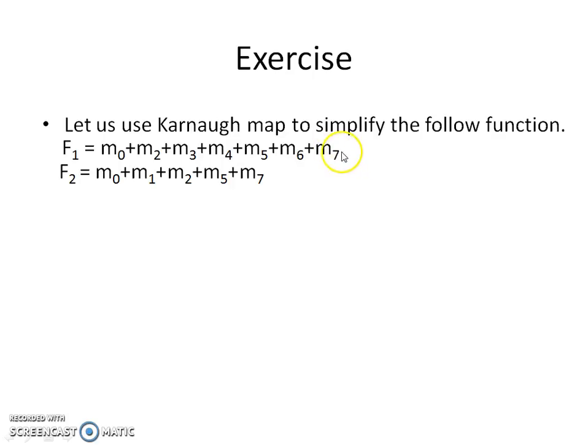It goes up to 7. That means we want to represent 7 combinations. Here the maximum is m equal to 7, so we want to represent 7 combinations. That means it is a 3 variable system. We have mapped this to a 3 variable K-map, and similarly F2 also is a 3 variable K-map.